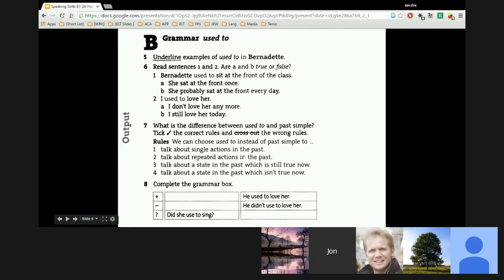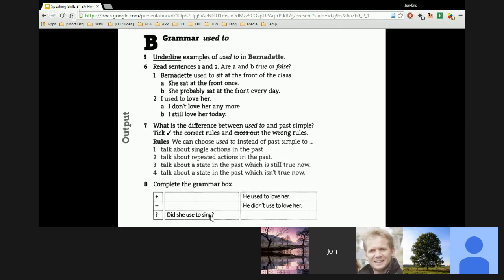Okay, so let's try that out. The first one, in the negative form, he didn't used to love her. Anna, you've got to use the sing sentence in the positive form first. The sing sentence, see it? Look at the sing sentence at the bottom of the middle column. Read the sentence at the bottom of the middle column. Did she used to sing? Good. Okay, that's the question form.